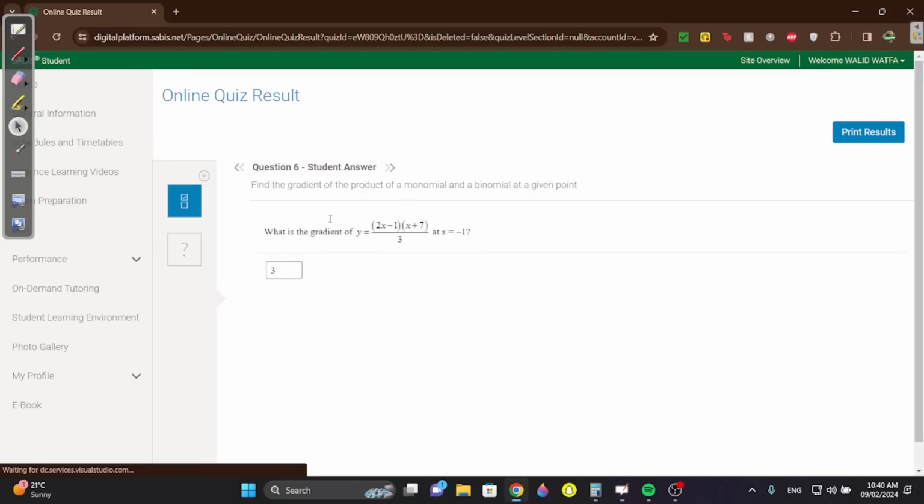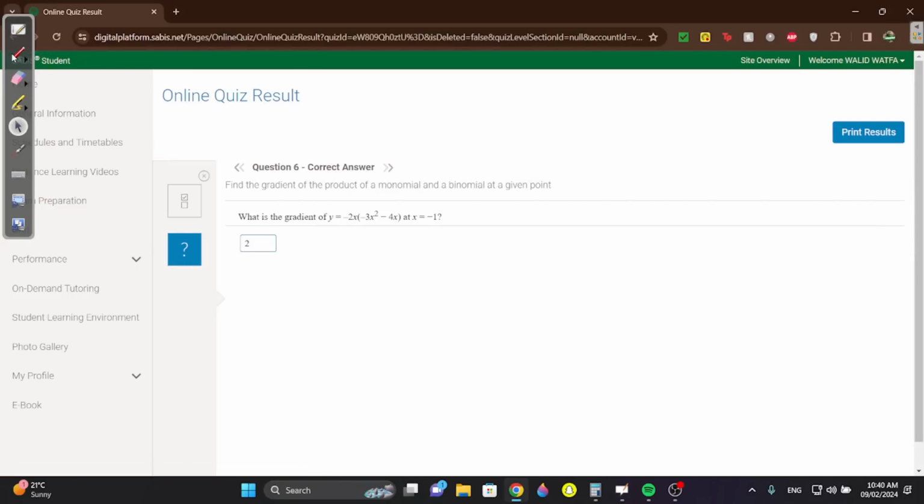I think there's more questions like this. Question 6. Here also, when you have binomials or monomials or whatever, when you're multiplying stuff in brackets, expand. It makes it way easier. Minus 2x times minus 3x squared, you get 6x cubed. Minus 2x times minus 4x is plus 8x squared.